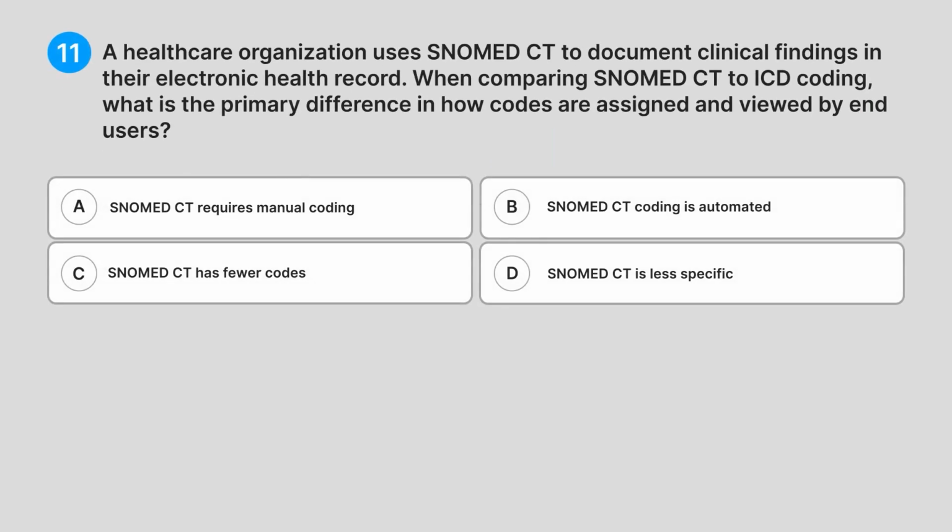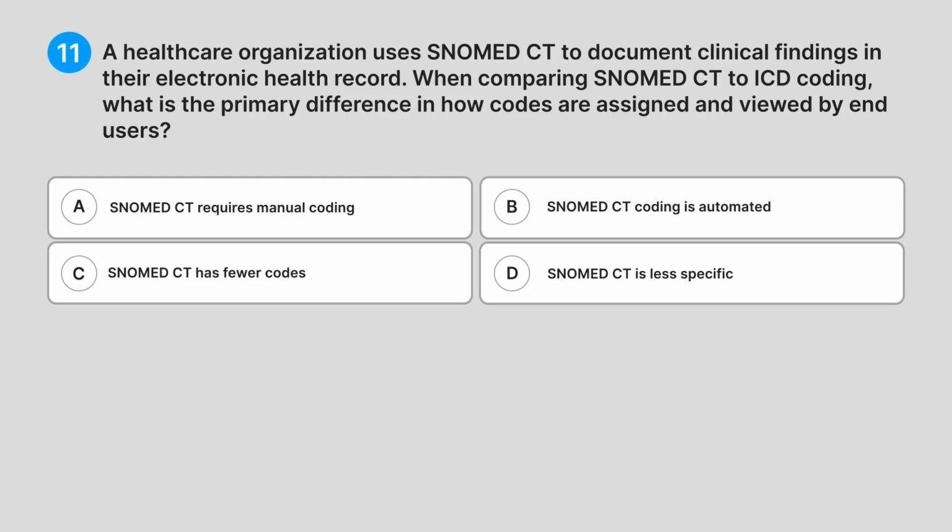11. A healthcare organisation uses C790 CT to document clinical findings in their electronic health record. When comparing C790 CT to ICD coding, what is the primary difference in how codes are assigned and viewed by end users? A. C790 CT requires manual coding.